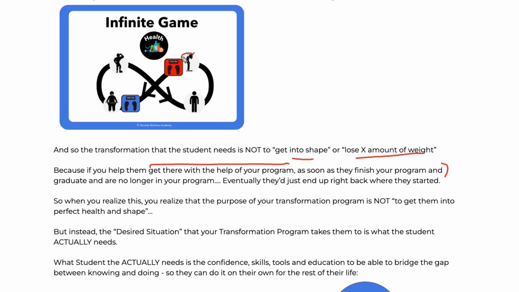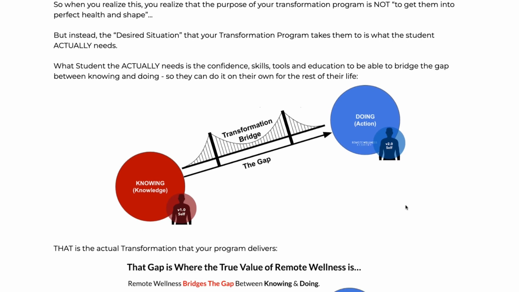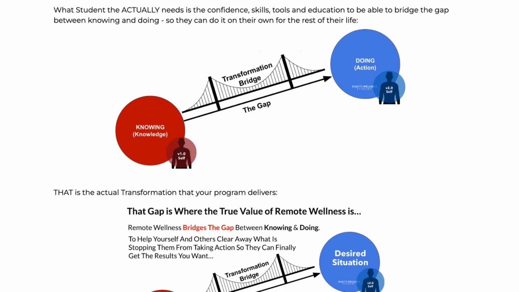They started off overweight, and in your program you helped them lose weight, gain muscle, whatever it was. But then because health is an infinite game, they're going to end up right back where they were. Okay. And so this is the switch that I need you to understand: when you realize this, you realize that the purpose of your transformation program is not to get them into perfect health and shape. Instead, the desired situation that your transformation program takes them to is what the student actually needs. And what the student actually needs is the confidence, the skills, the tools, the education to be able to bridge the gap of knowing and being able to get to doing, so they can do it on their own for the rest of their life.